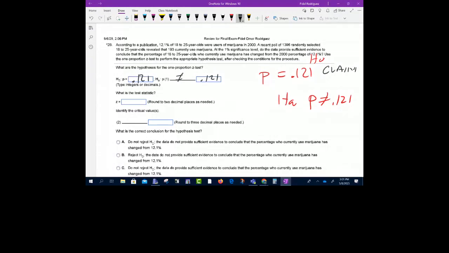All right, y'all, for this part here, they're actually asking me to find the test statistic first. So let's go ahead and find the test statistic. Okay, let's think about it this way. In a recent poll, N is 1396 randomly selected adults. We said that X, which was 193, are currently smoking the devil's lettuce, right? Let's see if we can find our Z value.